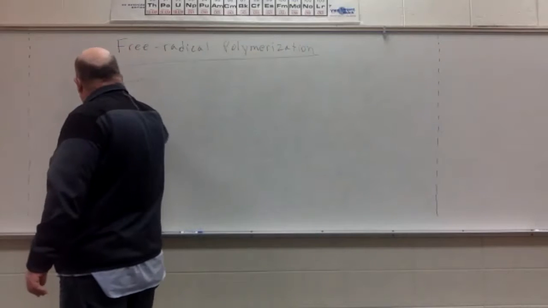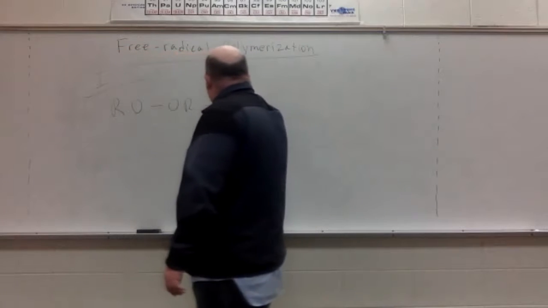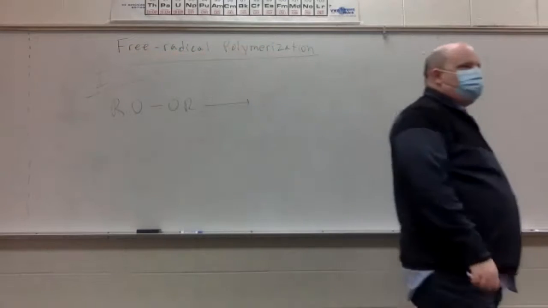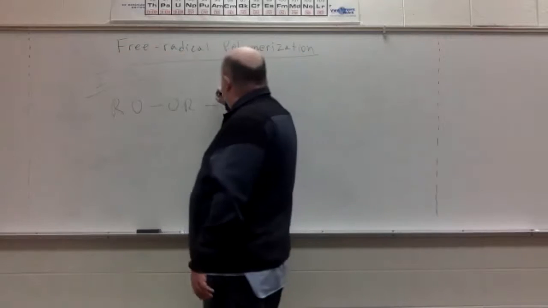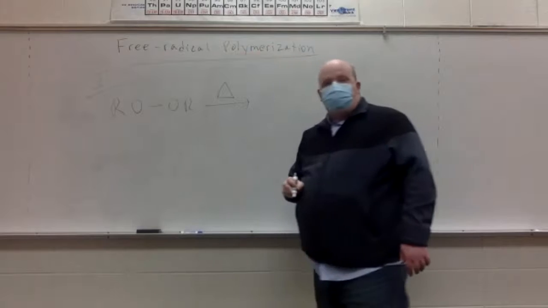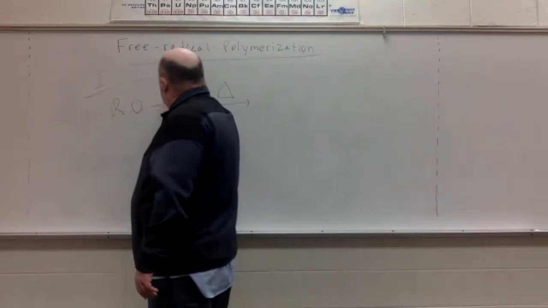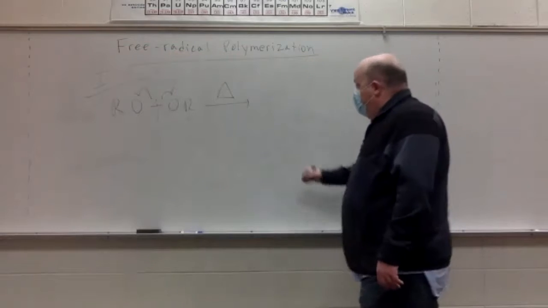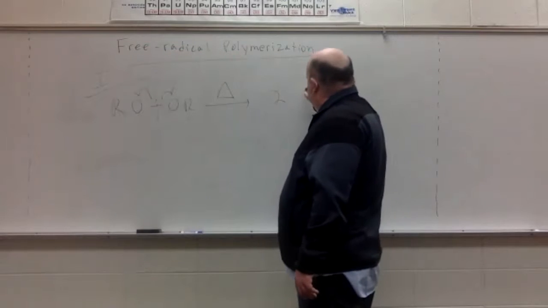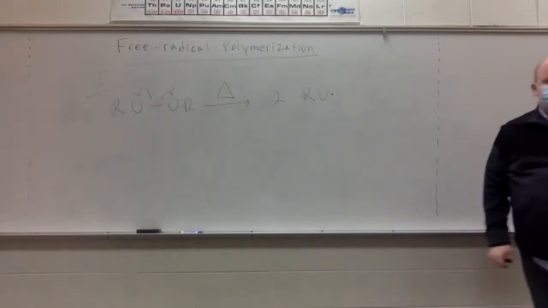First step, well, we got to make the radicals, right? So just like last time, the very first part of this involves making radicals from your initiator, your peroxide. All right, so we can have our energy source, boom, boom, boom. It breaks that O-O single bond, and you end up with two initiator radicals.